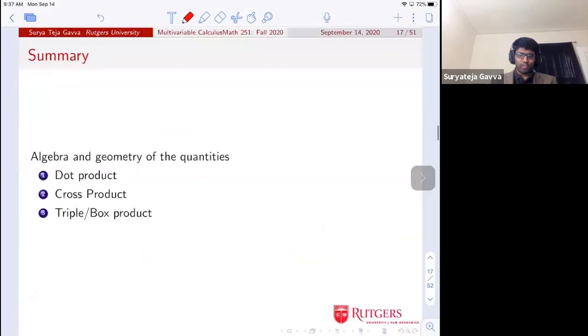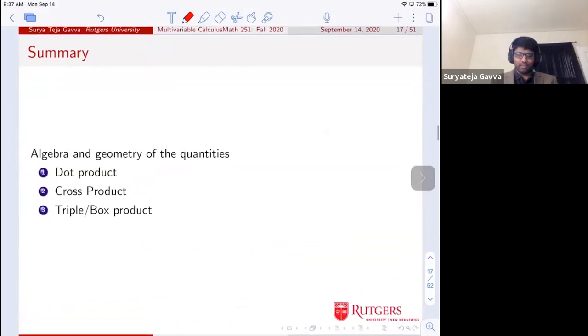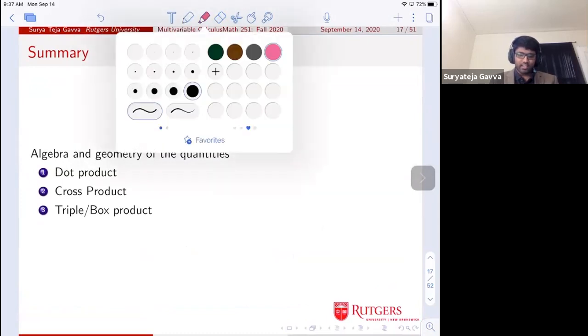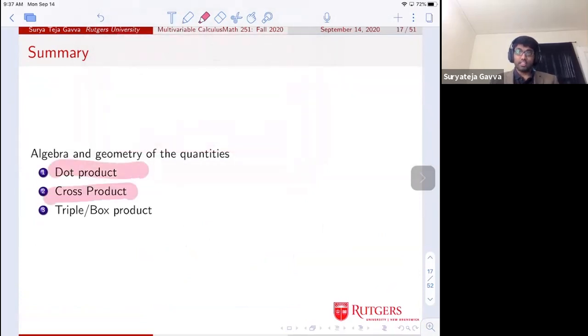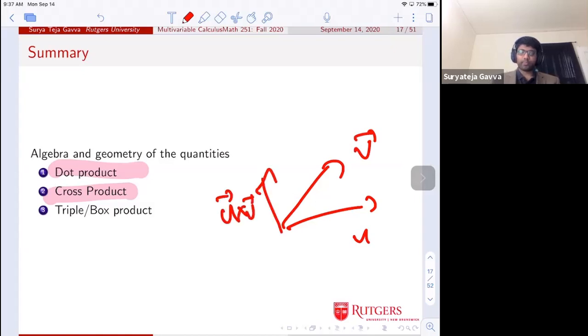Okay, so let me move on. To summarize what we have seen, there are three quantities. First, the dot product, which tells you something about the angles and also the projections. Second, the cross product, which is a vector, not just a scalar number. It gives you the direction perpendicular to the vectors that you care about, u and v. The cross product is perpendicular to u and v, and its magnitude is equal to the area of this parallelogram.